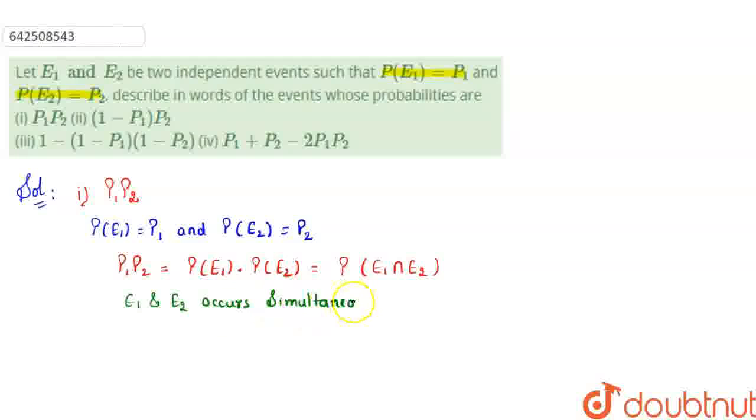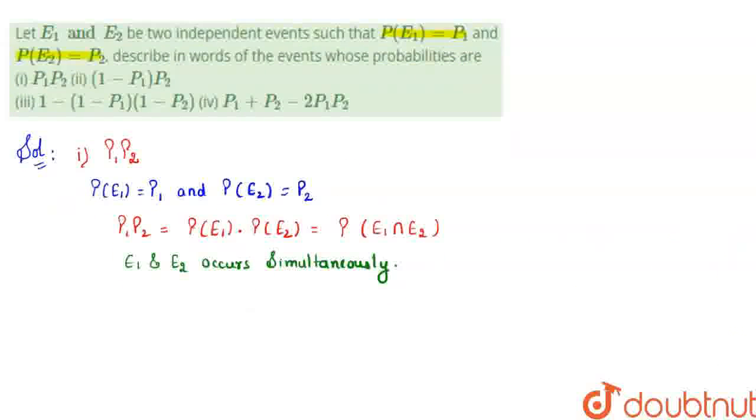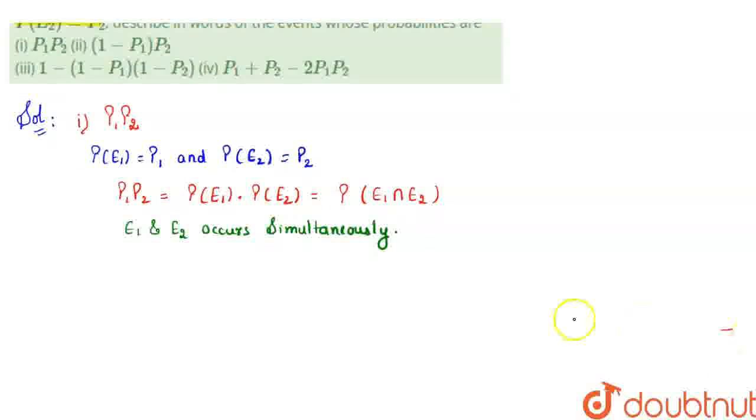Now moving to the next part. Our next part is given to us: 1 minus p1 into p2. So let us just note it down. 1 minus p1 into p2. This is our second part. Again we can substitute these. So here 1 minus P of E1 into p2, and p2 we can replace with P of E2.